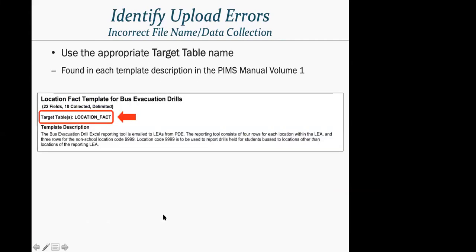This is a portion of the manual that you would be looking at to find out how to name your file. And it's called the target table. So you always start out with your AUN underscore the target table name as you see it here. So that would be location underscore fact, then another underscore, and then your timestamp.